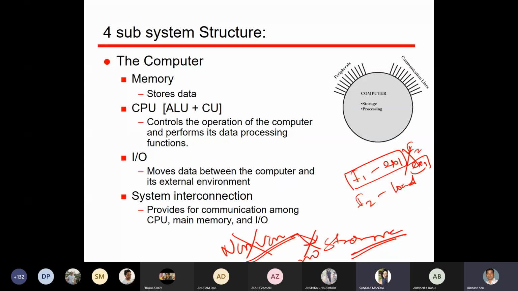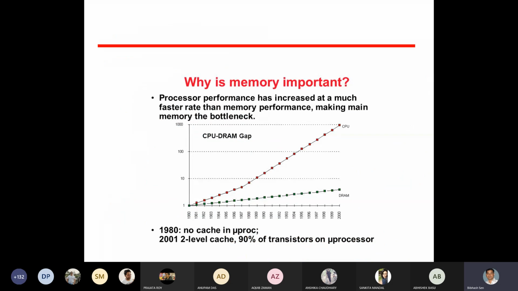So this should be clear: no two instructions should be executed in parallel. That's why we found four subsystems in a computer: the first is memory, second the CPU, third the I/O, and so on. These are the four basic units we have studied. Now, why is memory so important? It is found that it is a completely technological problem. The way CPUs are developed, the number of transistors integrated in a particular CPU chip increases so much day by day.